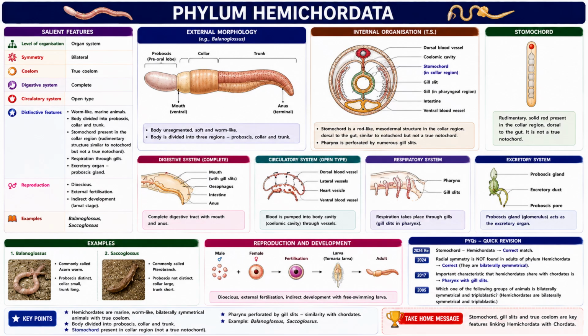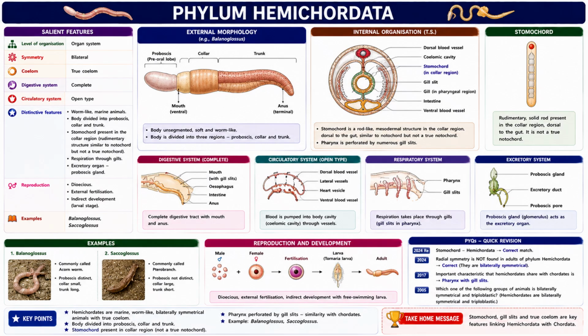Internal organization can be seen in the transverse section. You can see the stomochord also. It is a rudimentary structure. It is a solid rod present in the collar region, dorsal to the gut. It is not a true notochord. The digestive system is complete. Circulatory system is open type, and respiratory system is through gill slits in pharynx, and excretory system is actually through the proboscis gland called glomerulus, which acts as the excretory organ.